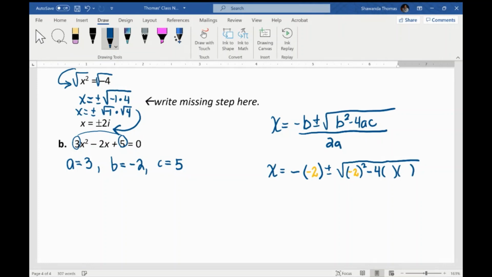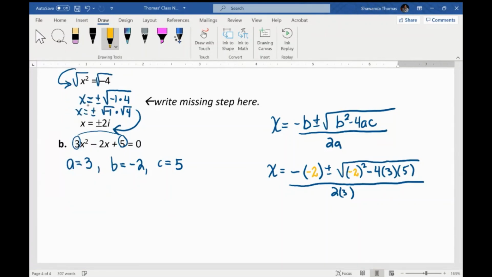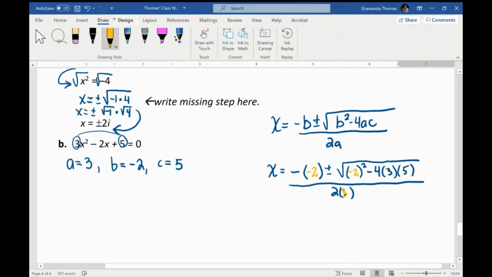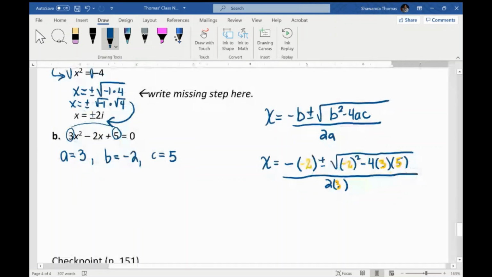All right. 4 times A, which is 3, and C is 5, all over 2 times what? 3. All right, this thing's, my color's not changing over here. 3, 3, 5. All right, this is the step where I want you to simplify.